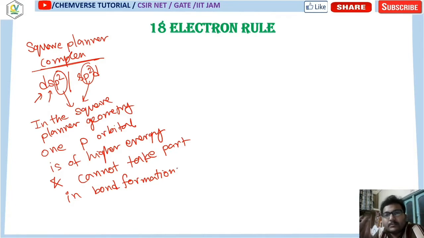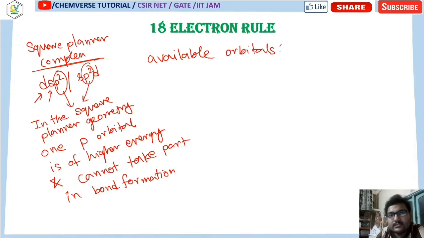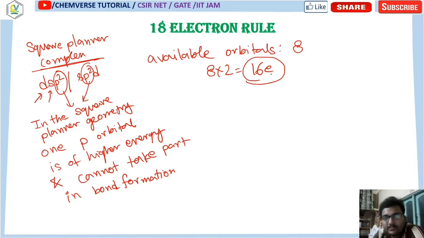What happens generally is that one p orbital is of higher energy and cannot take part in bond formation, and that is why the available orbitals are, in the earlier case there were a total of 9 orbitals, but now one p is of greater energy, so now 8 orbitals are there. So 8 into 2 is 16 electrons. So now it will try to fulfill its 16 electron structure, and that is why most square planar complexes follow this 16 electron rule. They will try to form the 16 electron complex in order to get stability.